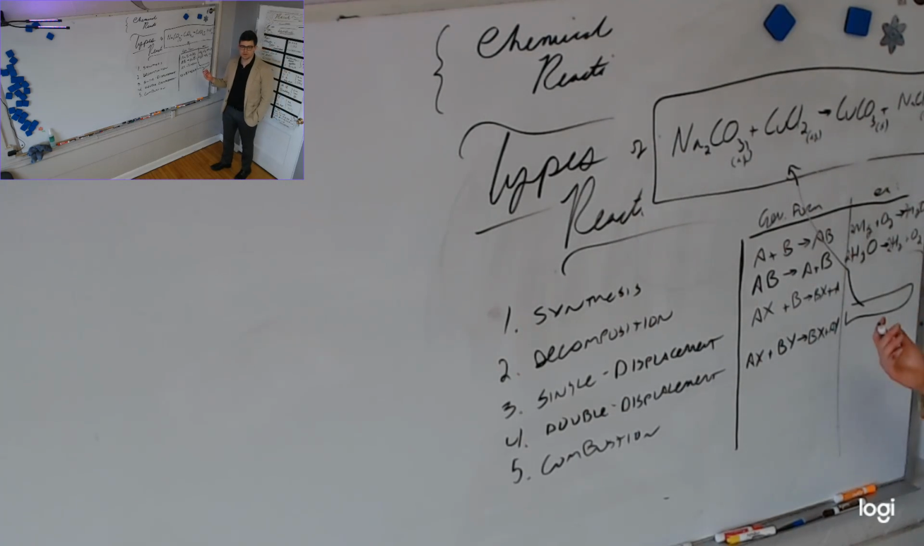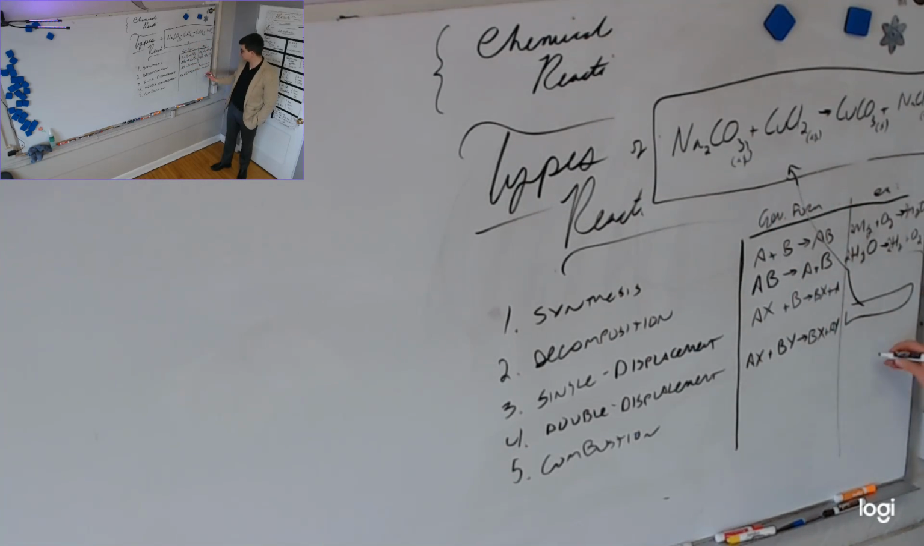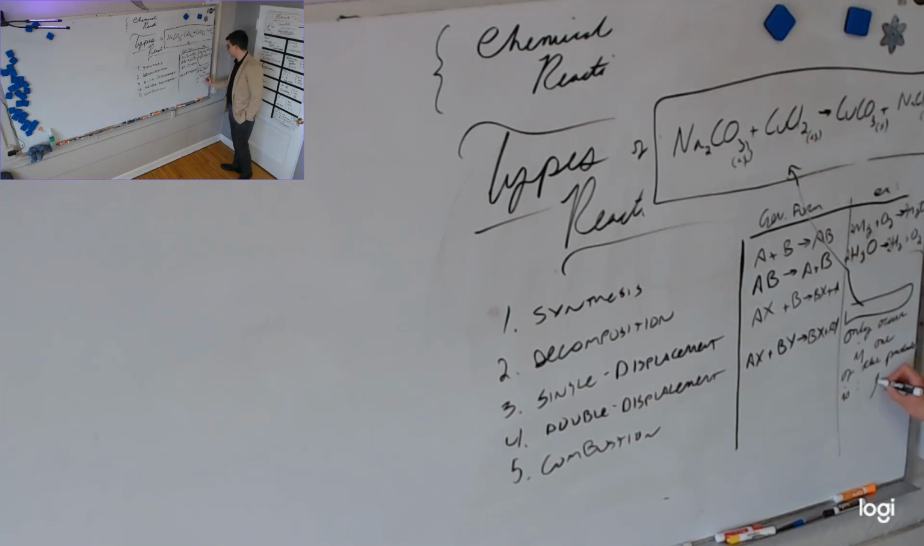How do you know when a double displacement reaction has occurred? Well, here's the answer. These only occur if one or more of the products is a liquid, a solid, or a gas. If everything's an aqueous solution, if all of this says aqueous, you write no reaction, no RXN.